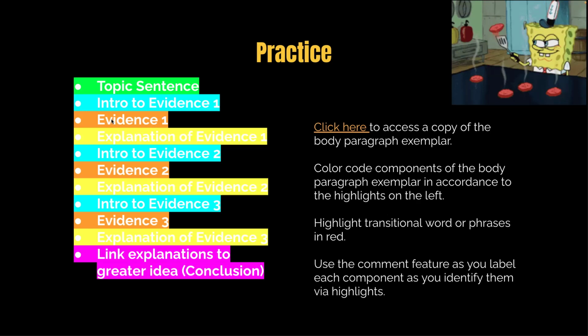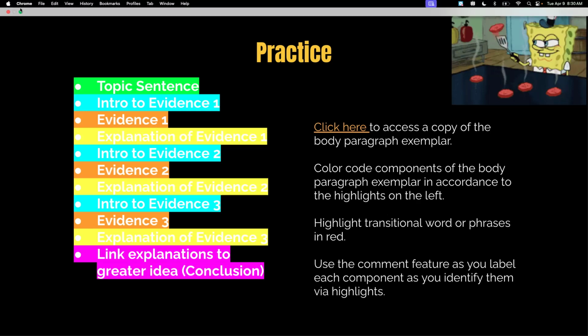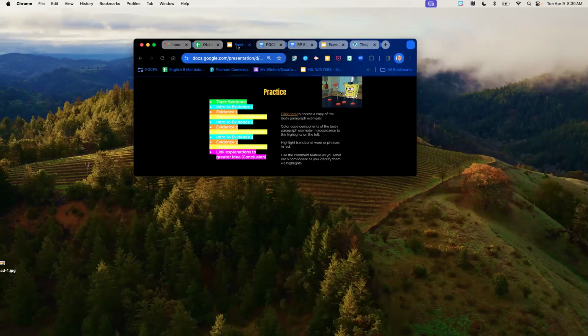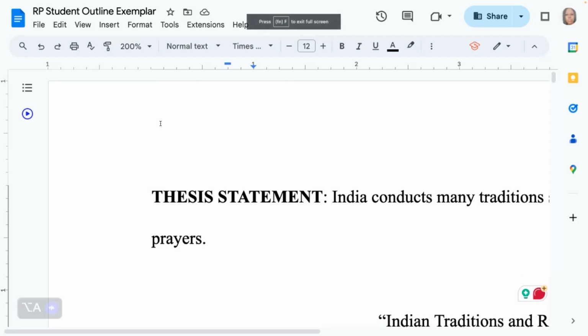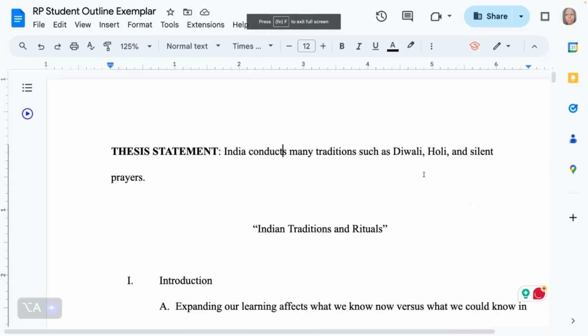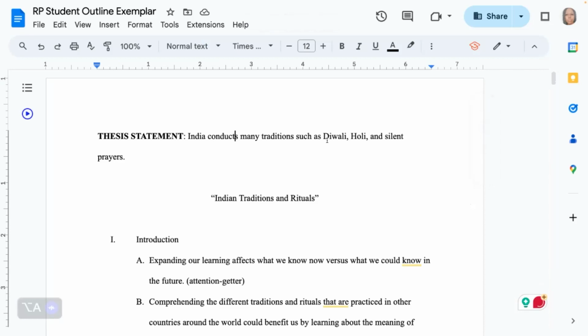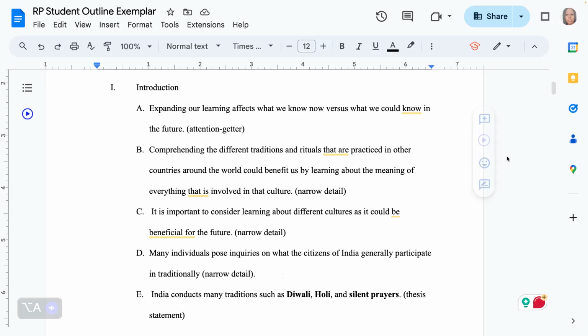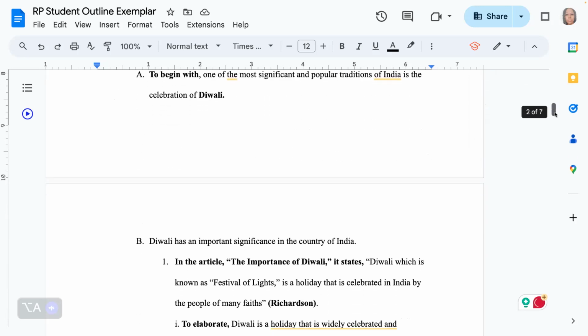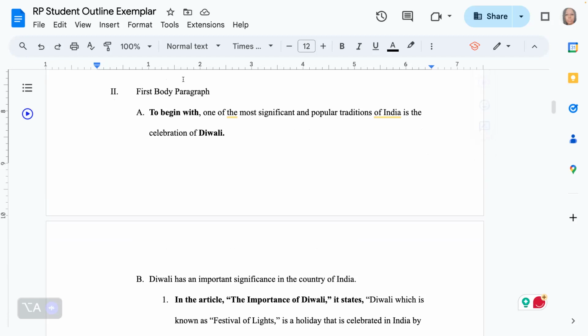So for example, in body paragraph 1, you'll notice that the thesis statement for this particular example should pertain to Diwali. Okay, so India conducts many traditions such as Diwali, Holi, and silent prayers. These are the points that each body paragraph should be about. All right. So you have an actual example of the introduction. And now I'm moving forward to the body paragraph. All right.